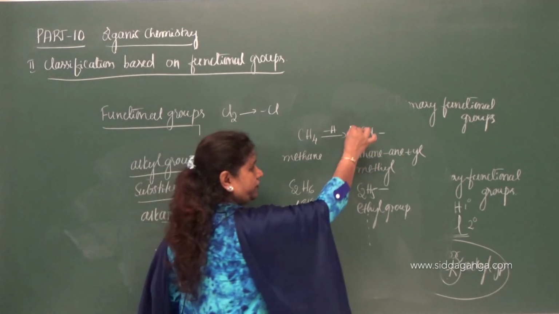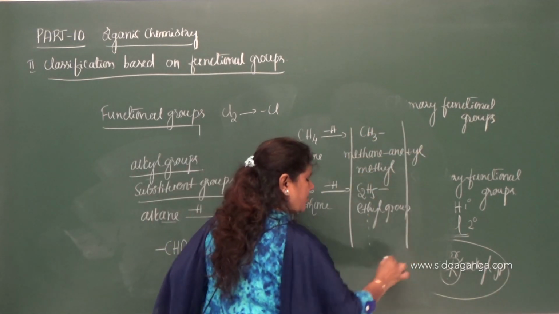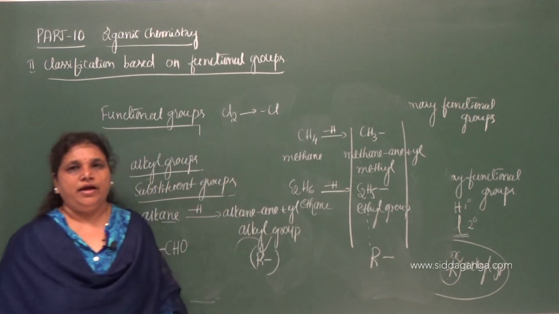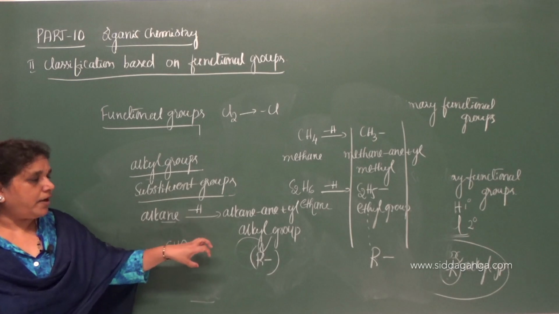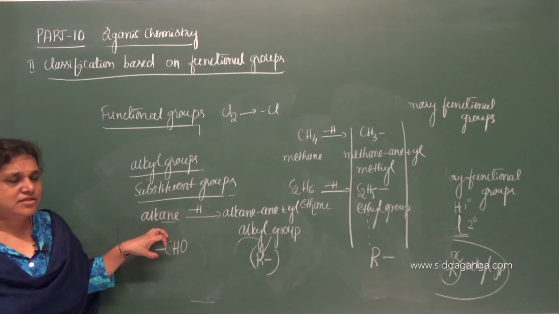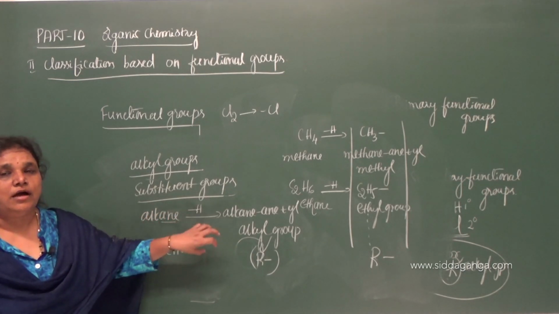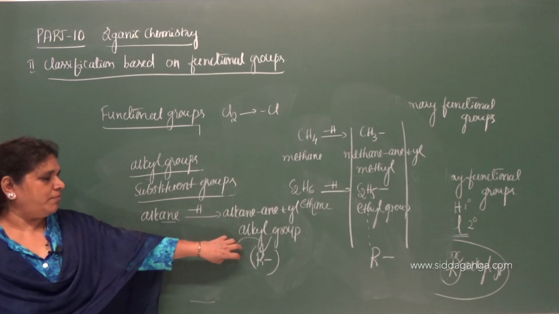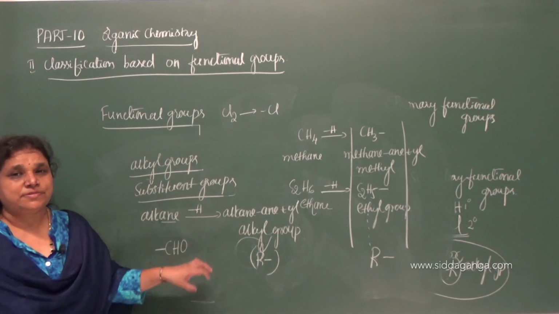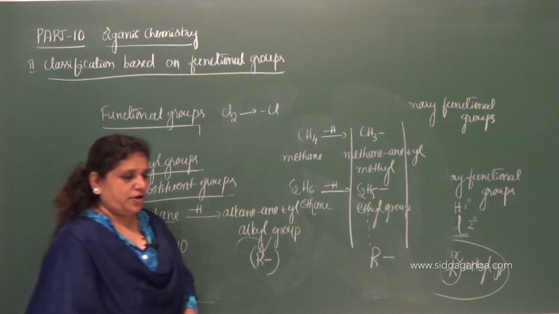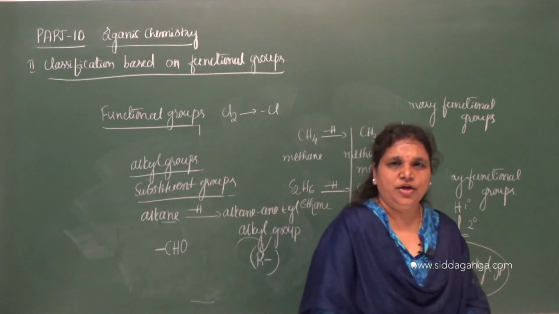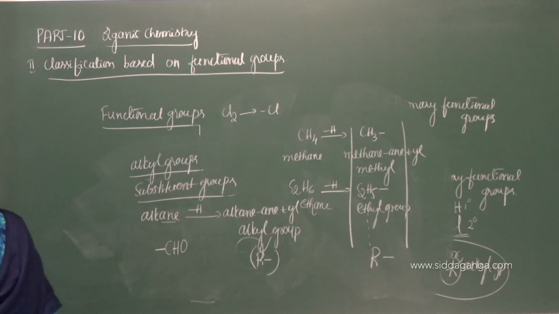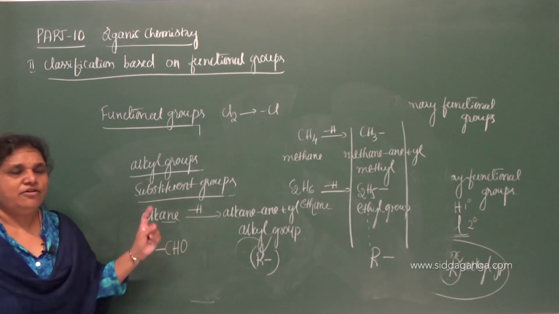Therefore, these alkyl groups are in general represented as R. What does the R group represent? It is a substituent group obtained from the respective alkanes, and the name of the group is alkyl group. It is one of the important substituent groups. Now let us move on to the classification of organic compounds based on these functional groups.